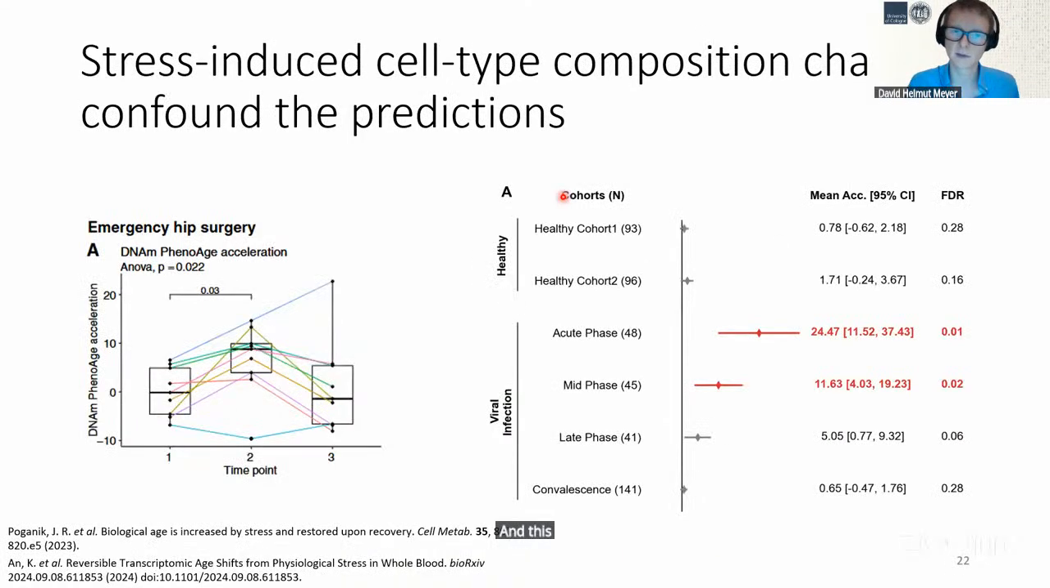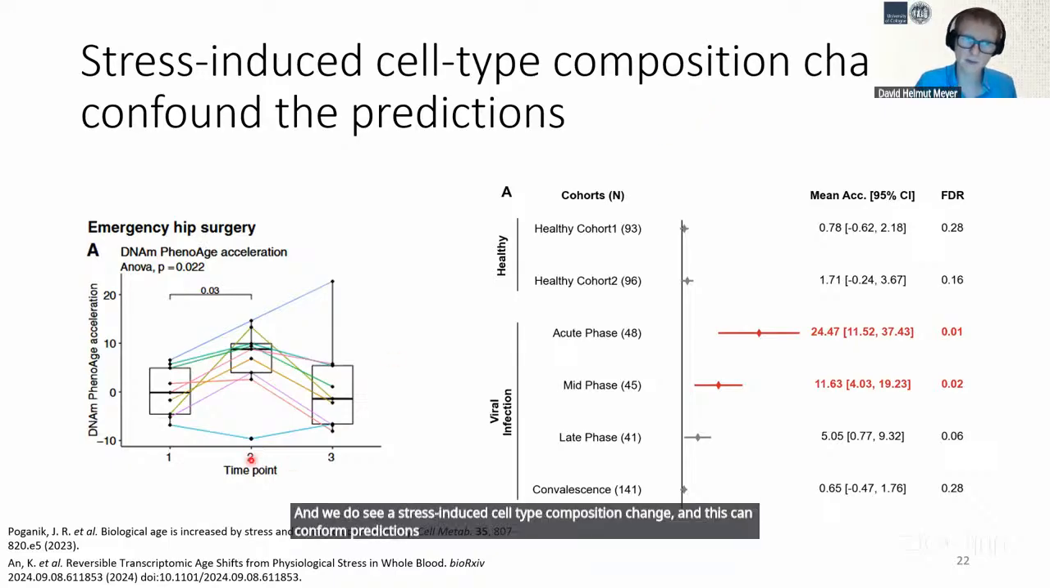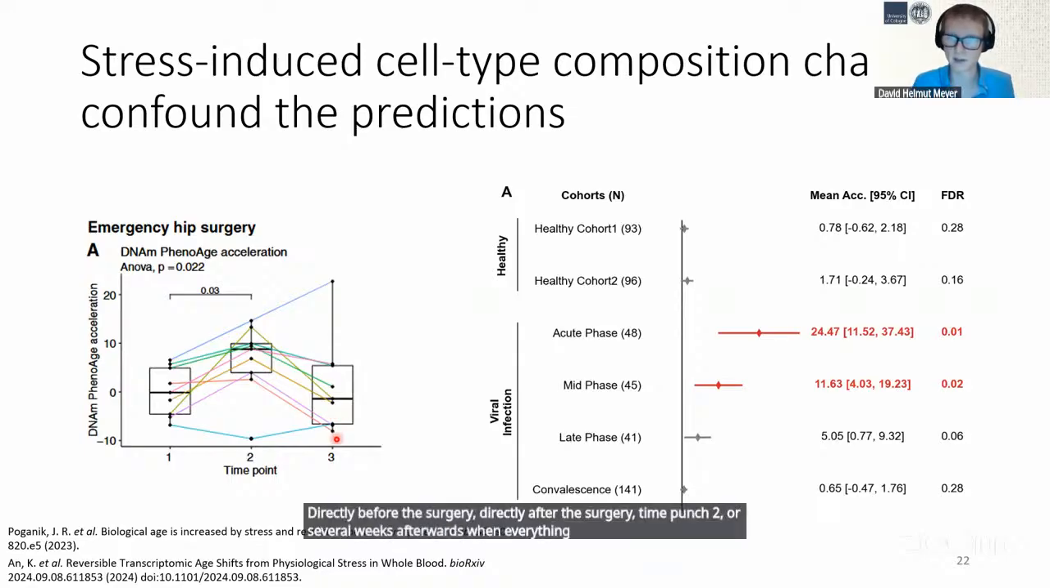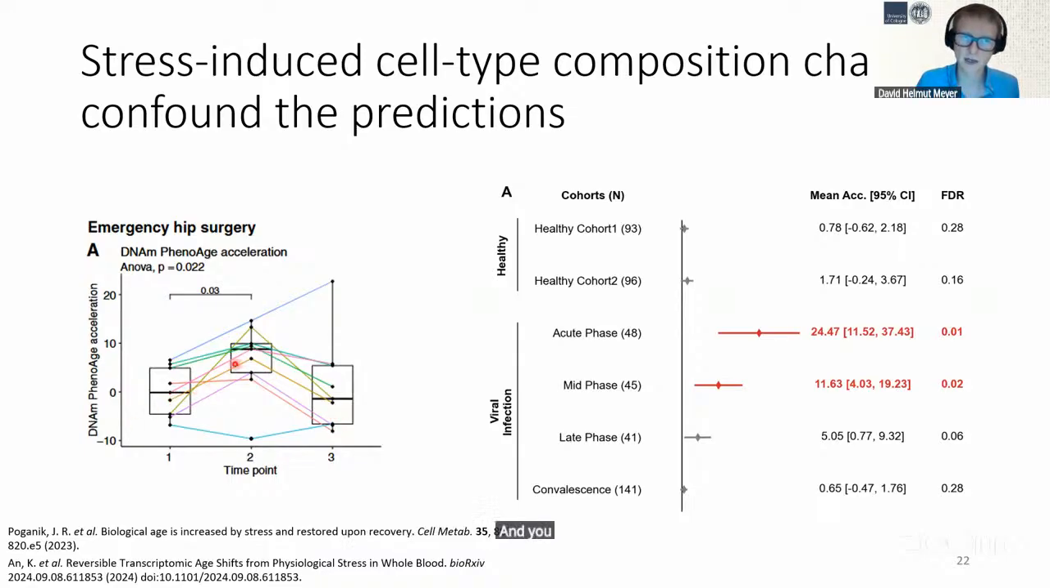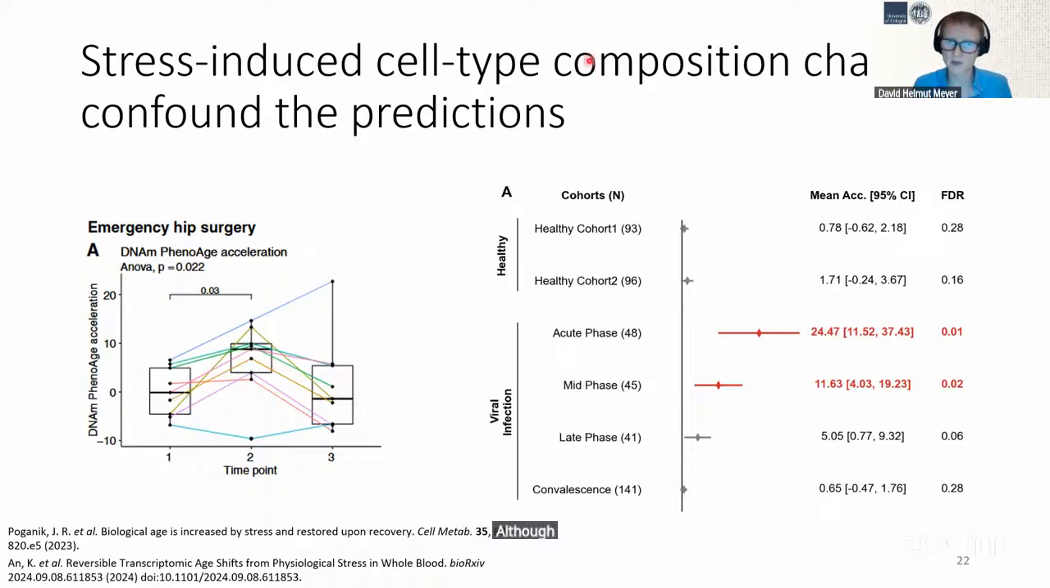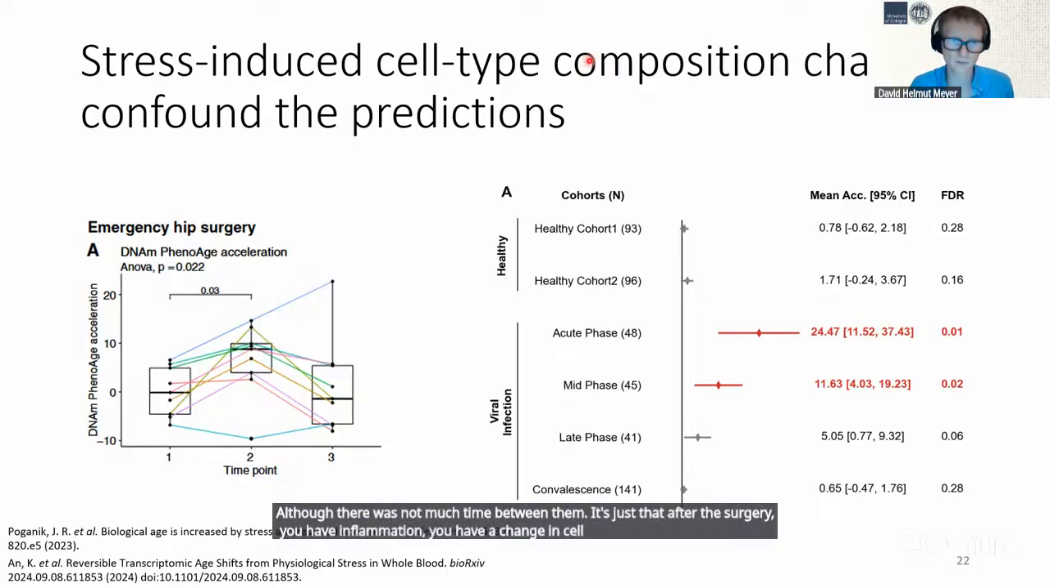And this is also then visible in several data sets. Yeah, we do see a stress-induced cell type composition change, and this can confound predictions. Here on the left side, for example, is a study from an emergency hip surgery, and they measured a DNA methylation clock. Directly before the surgery, directly after the surgery, time point 2, or several weeks afterwards, when everything was healed again. And you can see that directly after the surgery, there's a significant increase in the predicted age, almost 10 years, although there was not much time between them. It's just that after the surgery, you have inflammation, you have a change in cell type composition, and this is what these clocks measure.